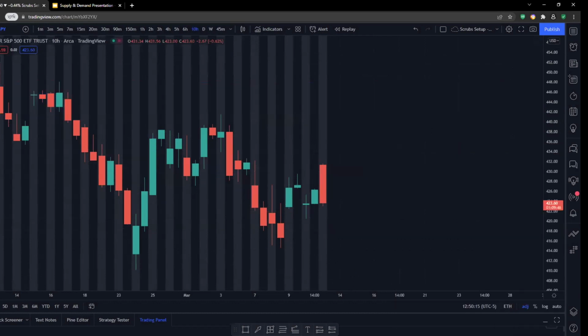So zones can be formed during pre-market. Yeah, zones can be formed during pre-market and after hours. This is why it's very important to have pre-market and after hours time frames on your charts, because you're able to see those zones on your charts.